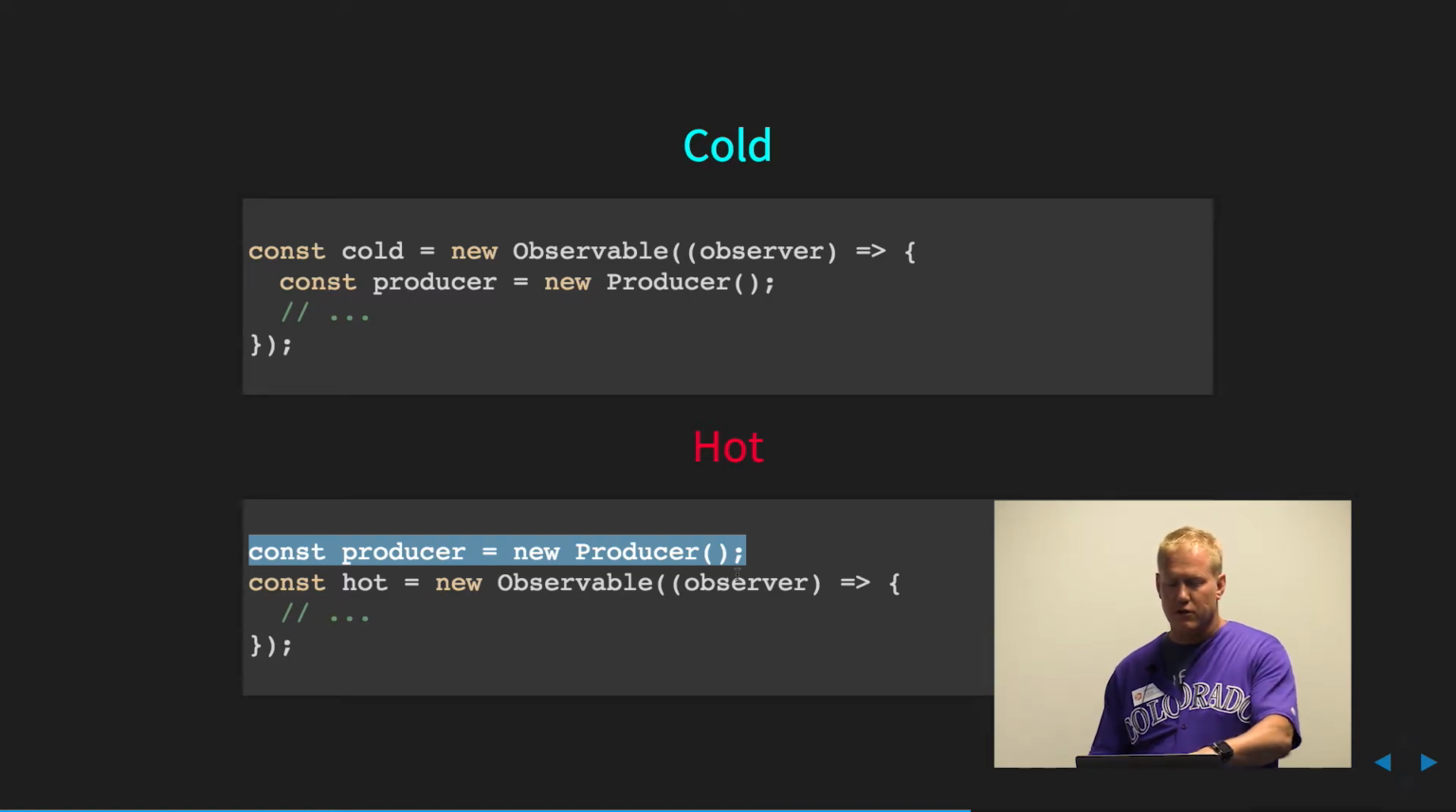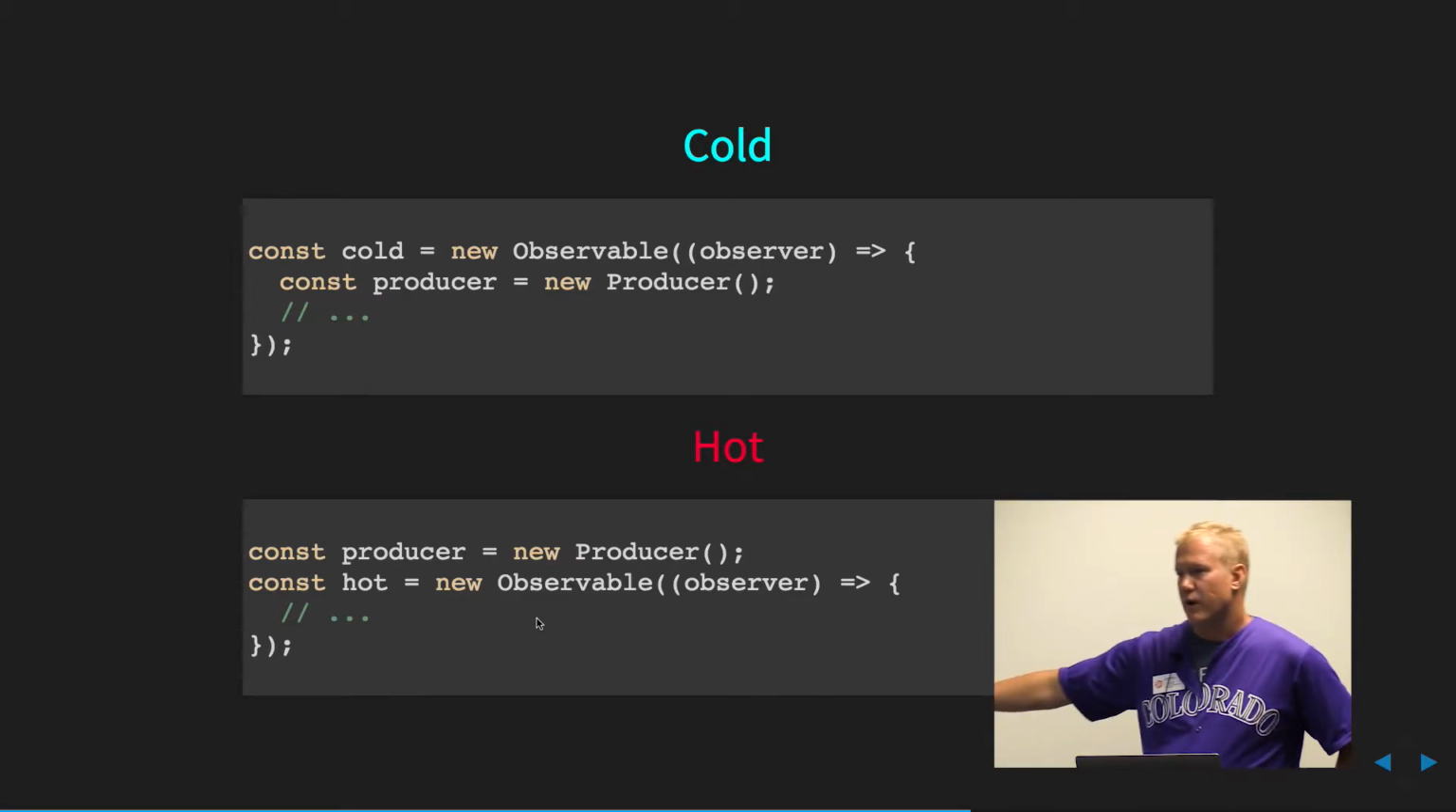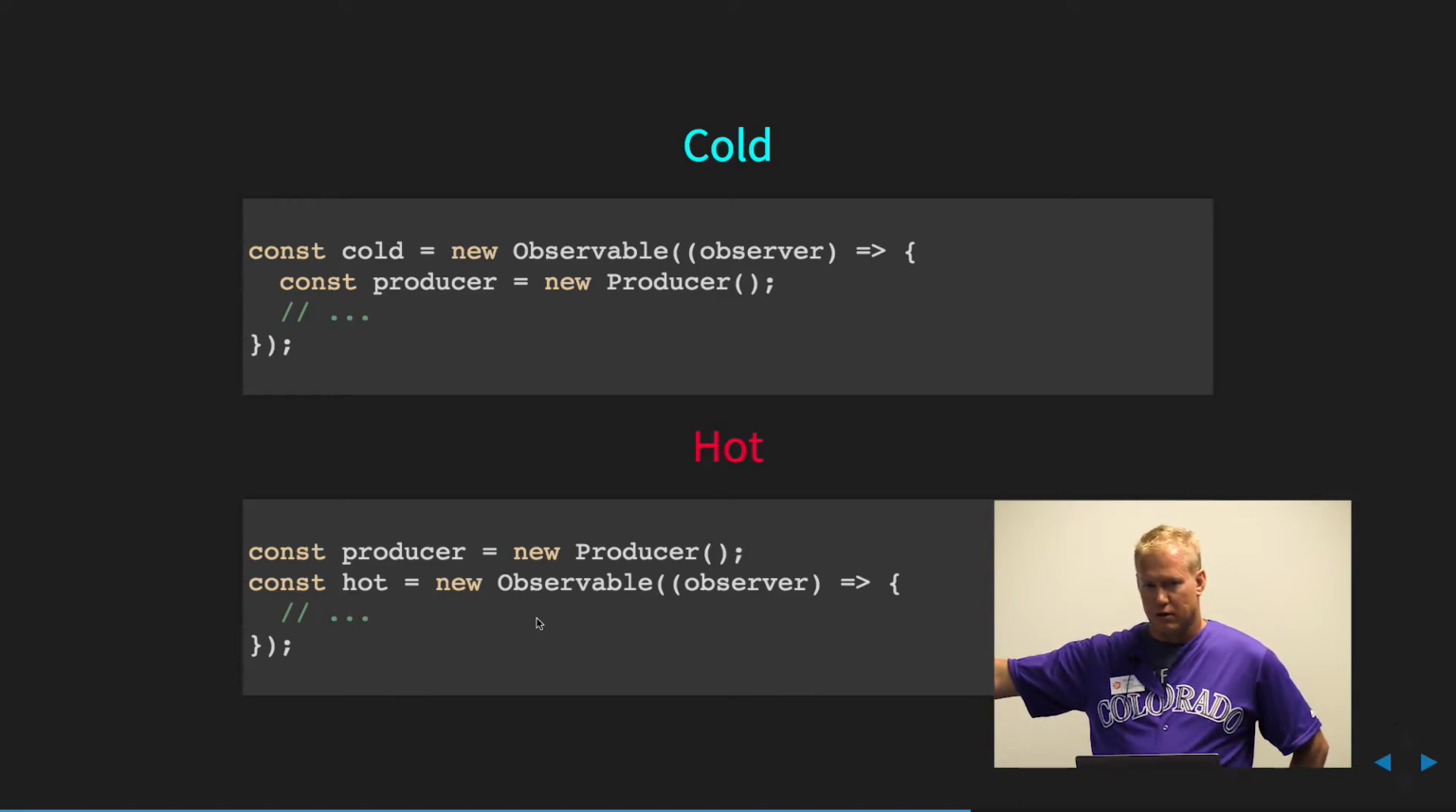The big difference here, notice on the cold, it's got the observable and we create the producer on the inside. The producer is anything that's emitting values. Okay, so in our case here, we've been using this interval object off the observable, and it's firing off the timeout, and we're getting values from that. On the hot, what we've done is we actually remove the producer outside of the observable, and then the producer is now shared. The disadvantage of doing it this way is now I actually have to manage the producer.